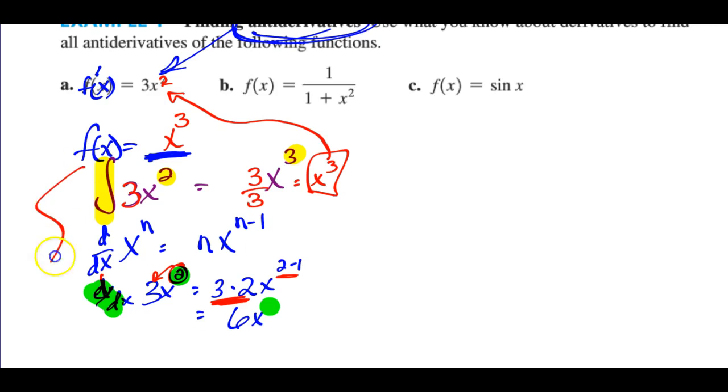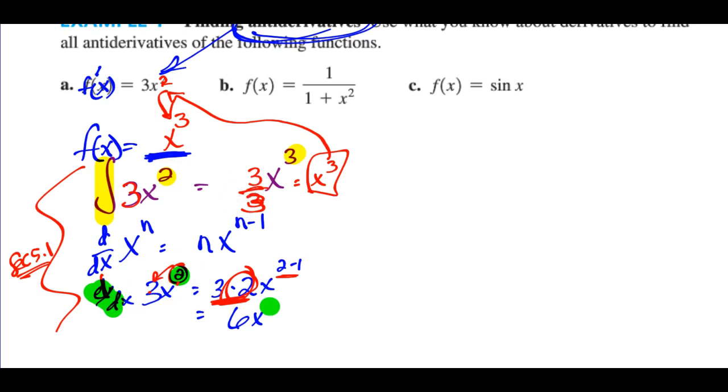I kind of did a little bit more explanation than I should have. I think this is really section 5.1, but that's how I think about it. Instead of decreasing the exponent, we're going to increase the exponent. So the 2 goes to a 3. And instead of multiplying by the exponent like we did for derivatives, I divide by the exponent.